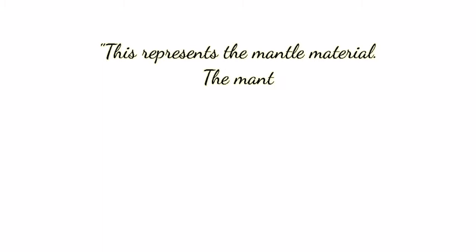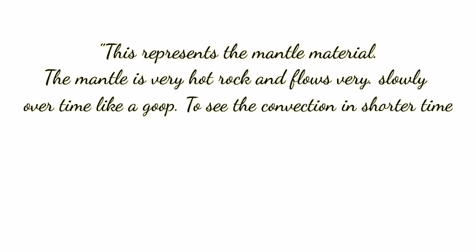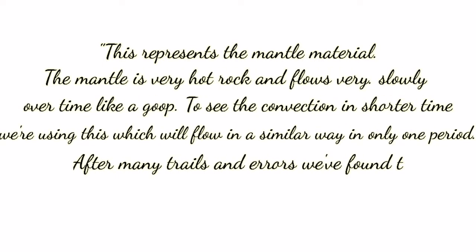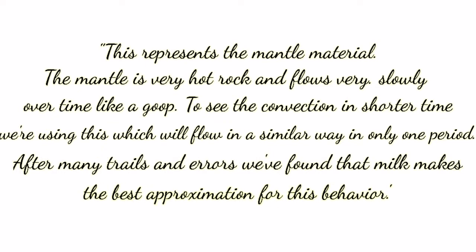This represents the mantle material. The mantle is a very hot rock and flows very slowly over time like a goop. To see the convection in a shorter time, we're using this, which will flow in a similar way in only one period. After many trials and errors, we've found that milk makes the best approximation for this behavior.